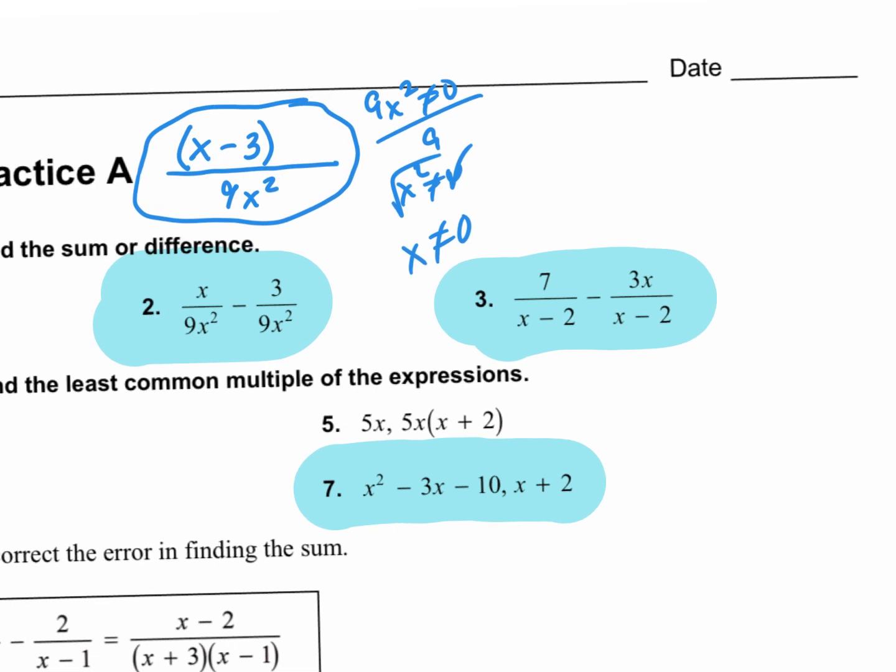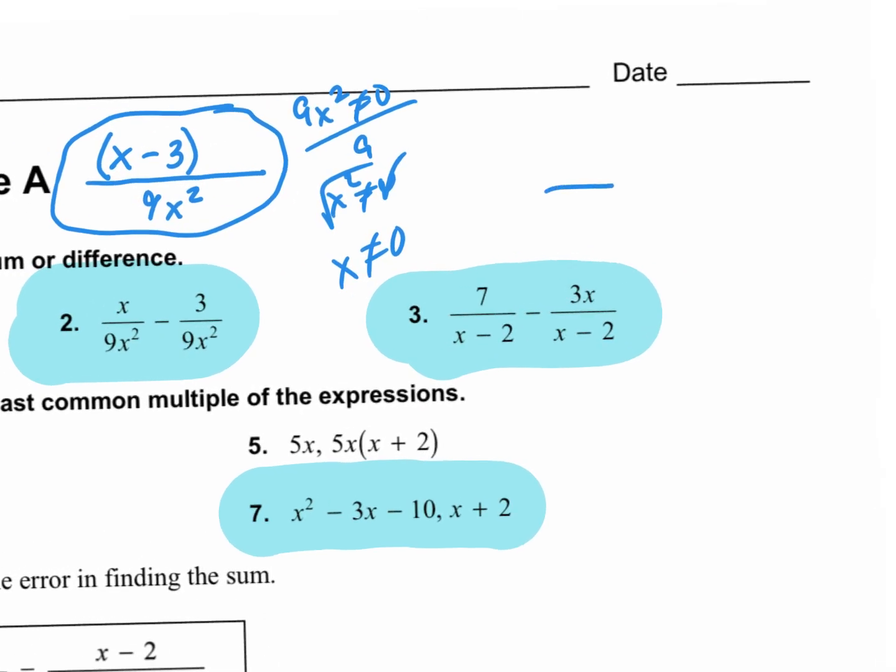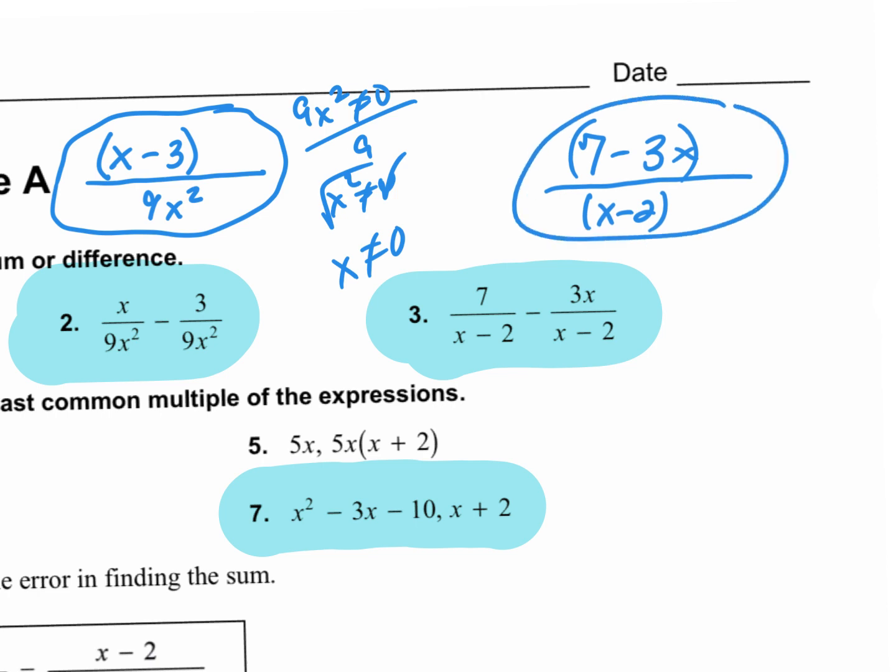So look at number 3. Same denominator, so I just rewrite the denominator one time, and I combine the numerators. 7 minus 3x. Can I cancel anything? No. Is any parenthesis on top and bottom exactly the same? No. So that's it. That's simplified. In this case, what can x not be? Positive 2. Good.